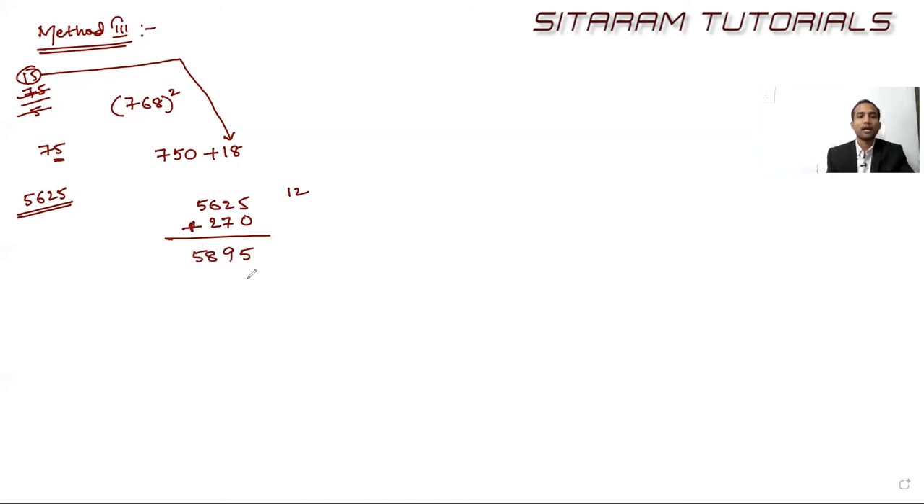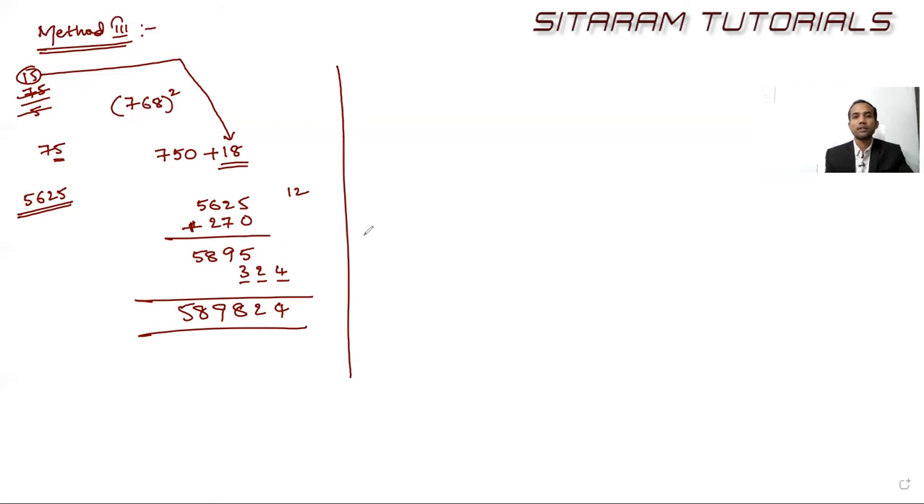5985, and then you put 3 blanks here and write 18 square. What is 18 square? 324. Then the answer will be 428985. This is the answer.